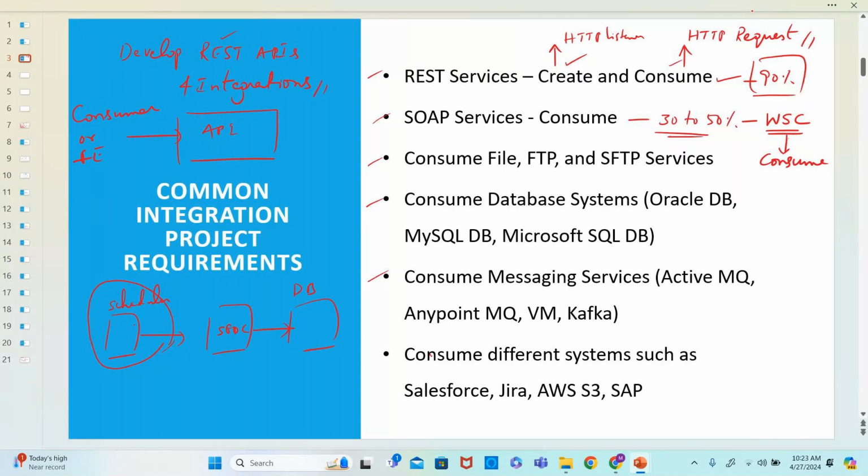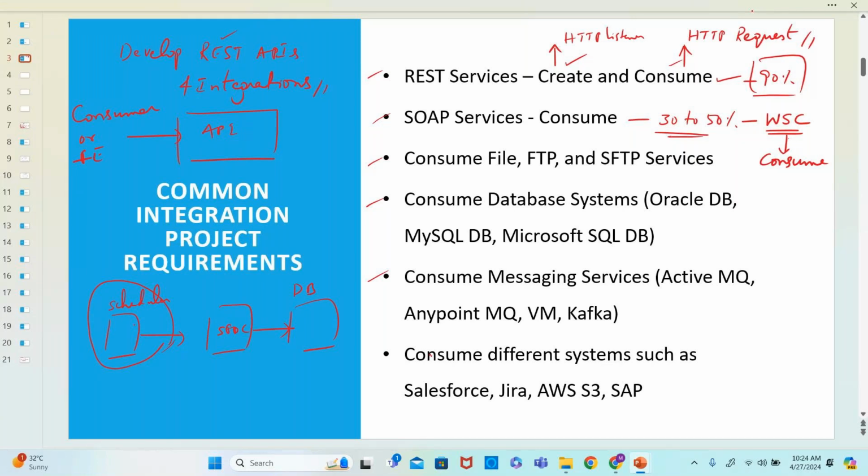Okay, fine. Next, the next requirement will be you have to consume some files placed in a server, and then you need to process them, and then you have to transfer them to some other systems or applications. Exactly. Okay, this is the requirement. Now, how to consume a file from the server? Okay, the same server where your application is deployed, then you will use the file connector.